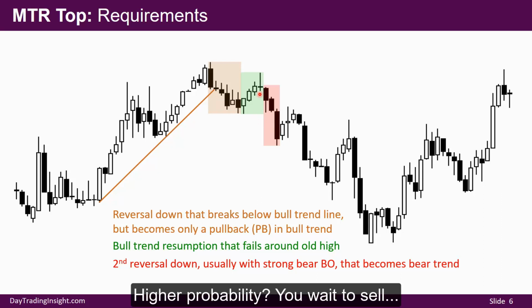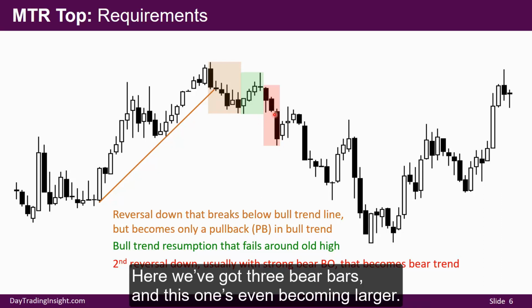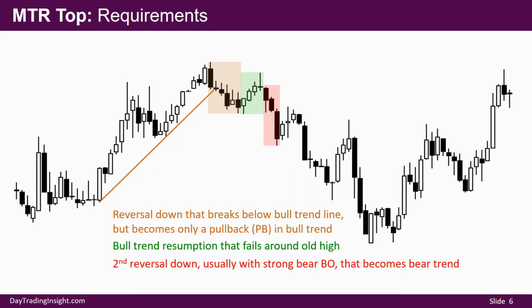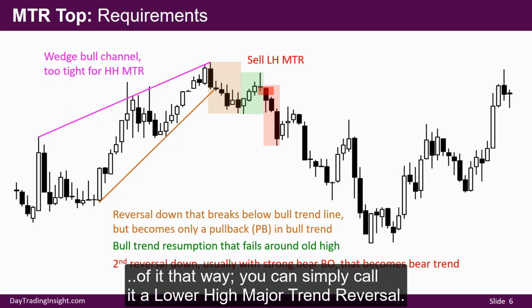Higher probability, you wait to sell after you see a very strong bear breakout. Here we got 3 bear bars, and this one's even becoming larger. Probably at least one more leg down, and here we got a couple legs down. As I said, you can call this a wedge as well. Although you don't have to think of it that way, you can simply call it a lower high major trend reversal.